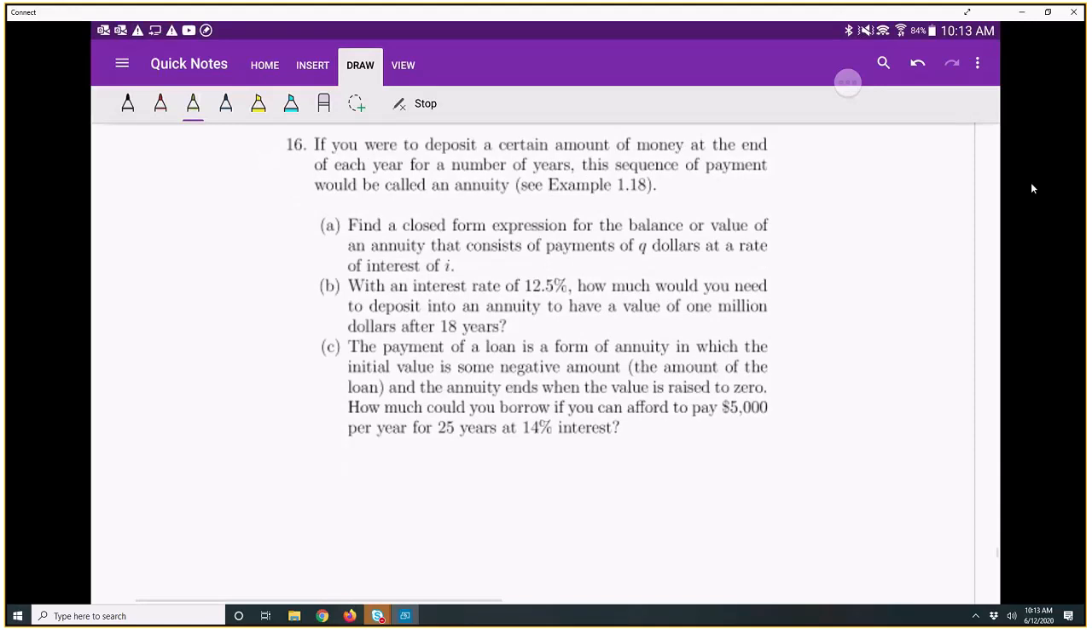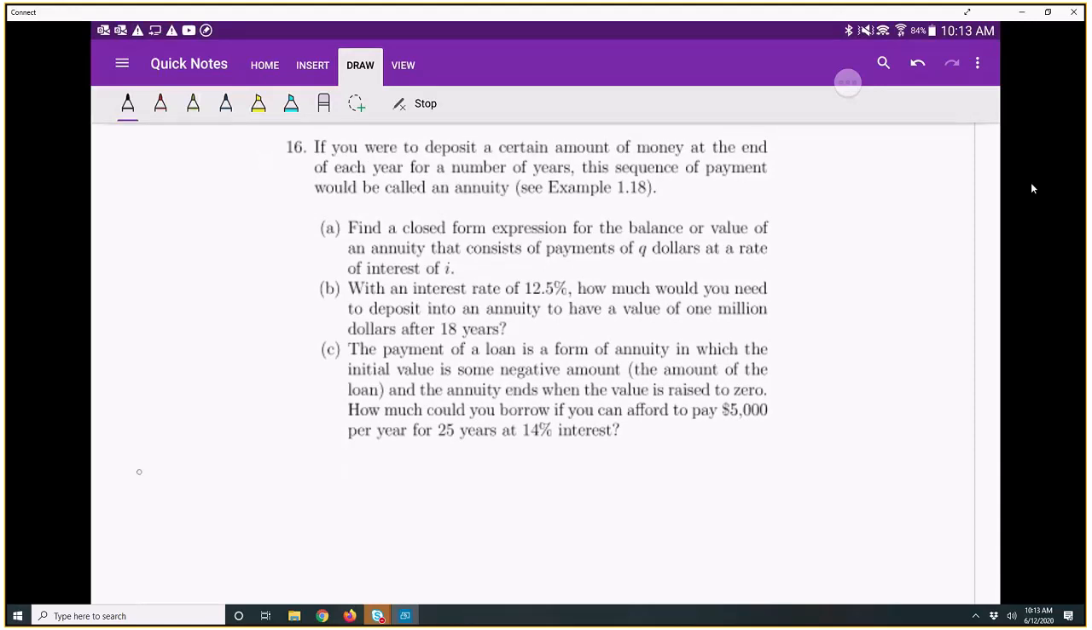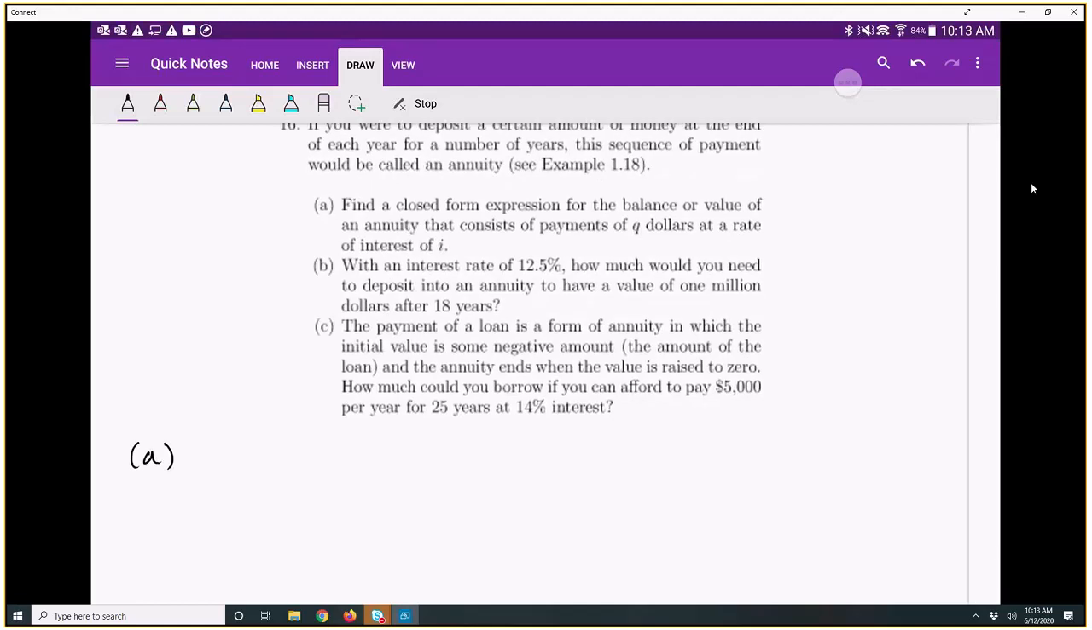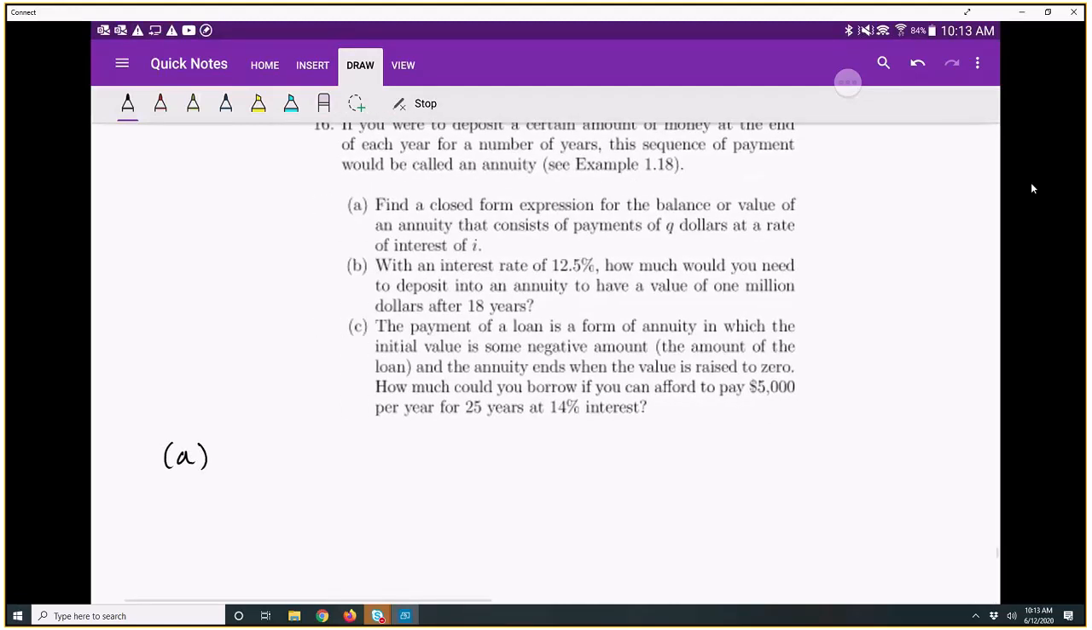First of all, we're asked to find a closed form expression for the balance or value of an annuity that consists of payments of Q dollars at a rate of interest of I. And in the example above, they used capital letter B for this sequence, B for balance, so they used BK, so that's what I'm going to use here, but we could also use S of K or really any letter that we want. A of K maybe because it's an annuity. Doesn't matter. So B of K, I want the value of the annuity that consists of payments of Q dollars at a rate of interest of I.